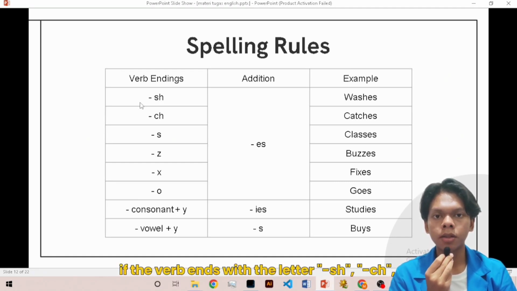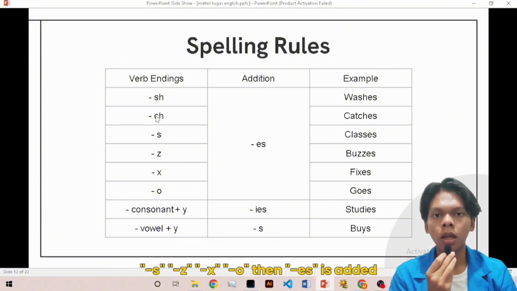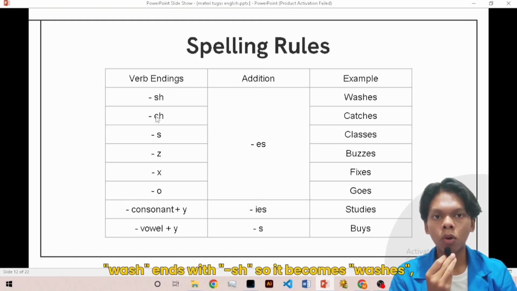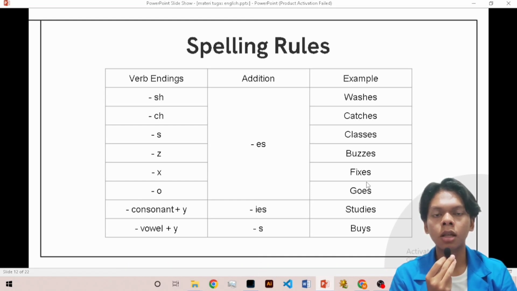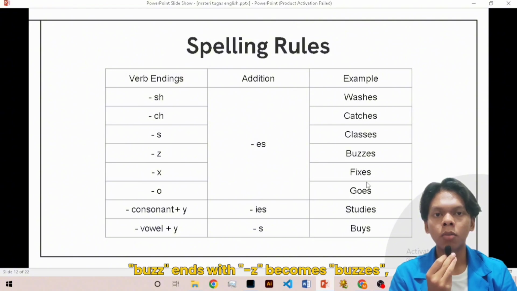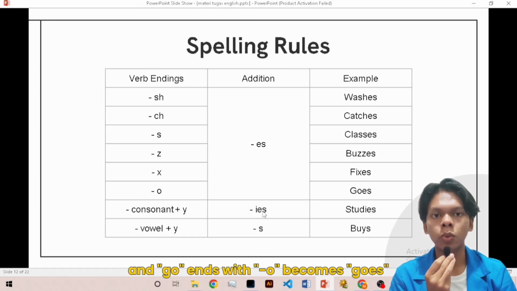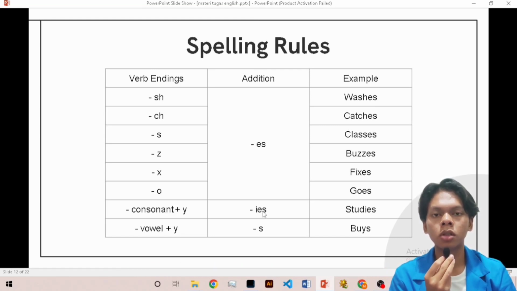If the verb ends with the letter sh, ch, s, z, x, o, then es is added. For example, wash ends with sh, so it becomes washes. Catch ends with ch, becomes catches. Class ends with s, becomes classes. Buzz ends with z, becomes buzzes. Fix ends with x, becomes fixes. And go ends with o, becomes goes.